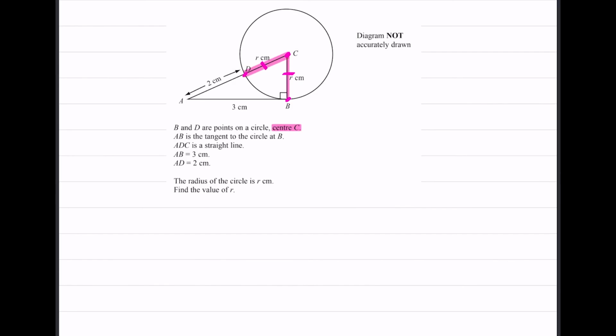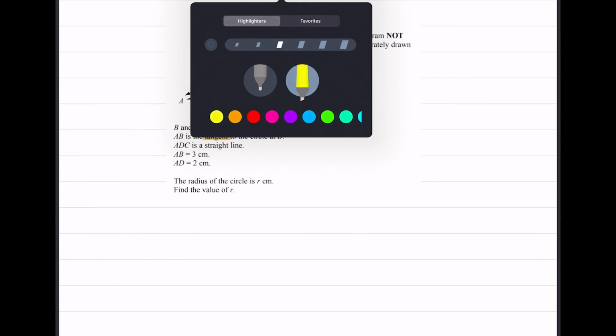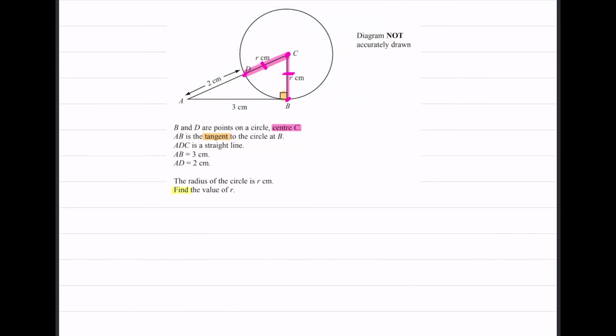AB is the tangent to the circle, so the fact that I have a tangent means that I have a 90-degree angle, because the radius is perpendicular to the tangent. ADC is a straight line. AB is equal to 3 centimeters, AD is equal to 2 centimeters. The radius of the circle is r centimeters, and the question says find the value of r.